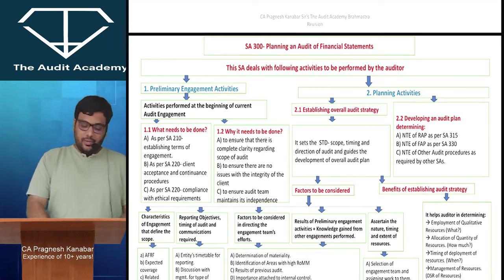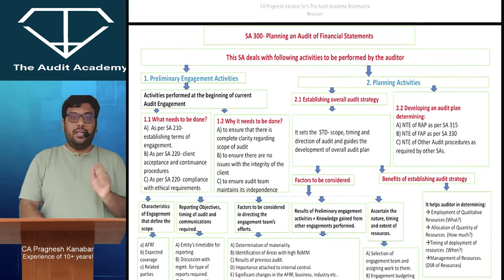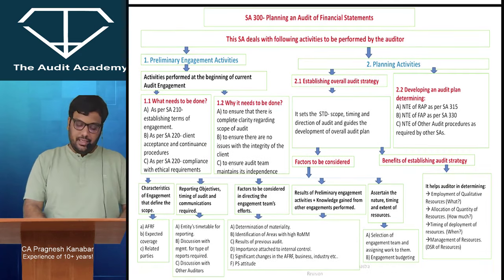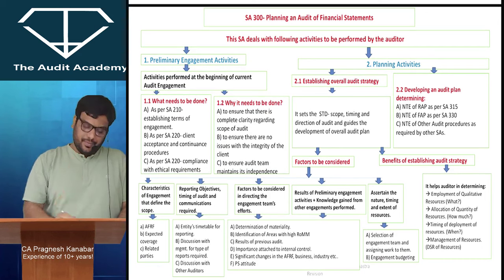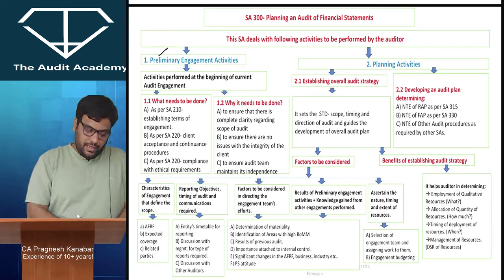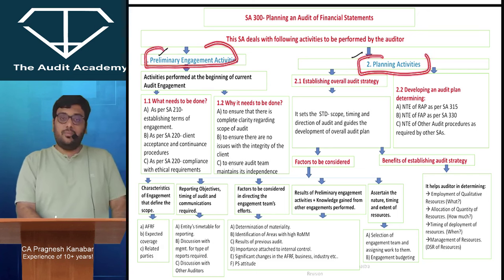So SA 300, planning an audit of financial statements. The core content of this standard gets divided into two parts. Whenever you want to plan an audit of financial statements, you have to carry out two activities. One is preliminary engagement activities, second one is planning activities.